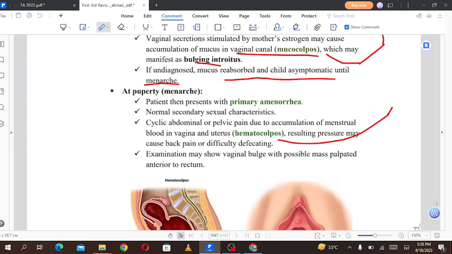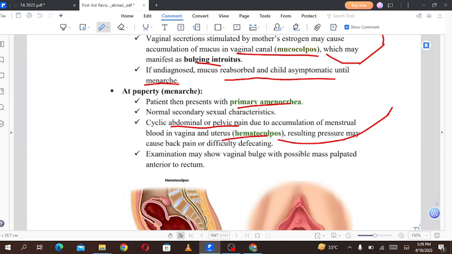At puberty or menarche, the patient may present with primary amenorrhea. Normal secondary sexual characteristics will be there because everything is normal; the only problem is that the hymen is not perforated. There is cyclic abdominal or pelvic pain due to accumulation of menstrual blood in the vagina and uterus, that is hematocolpos, and the resulting pressure may cause back pain or difficulty defecating.